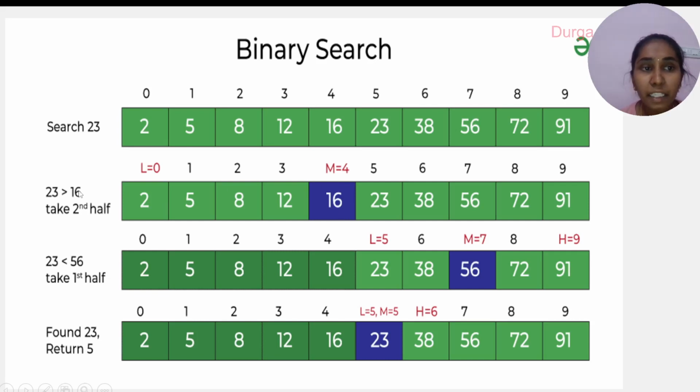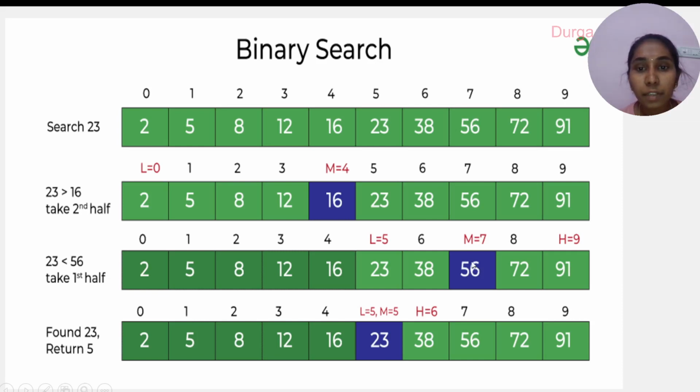So compare: is 23 greater than 16? Yes. If the search element is greater than the mid value, we need to concentrate on the second half. If the search element is less than the mid value, we need to concentrate on the first half. So the search element is greater than the mid value, and we need to concentrate on this half. Next, we need to find the mid value. What is the starting value? 5. The ending value is 9. 5 plus 9 divided by 2 will give 7.